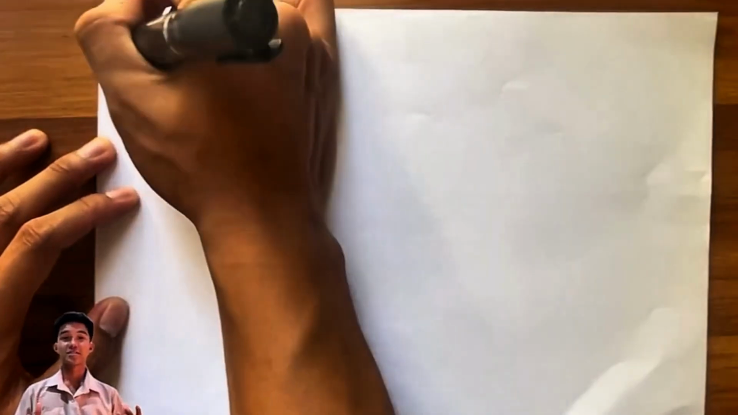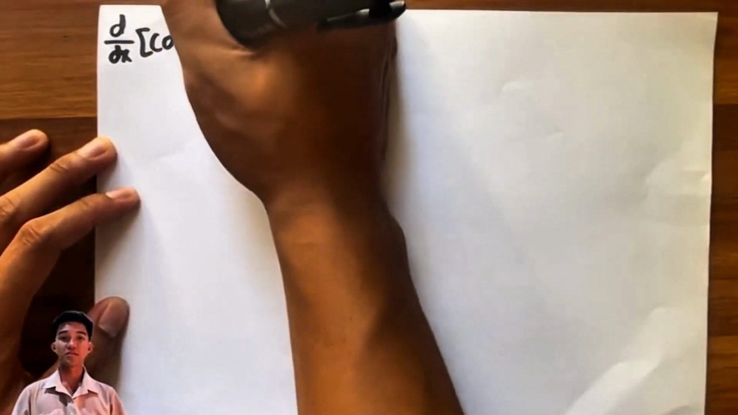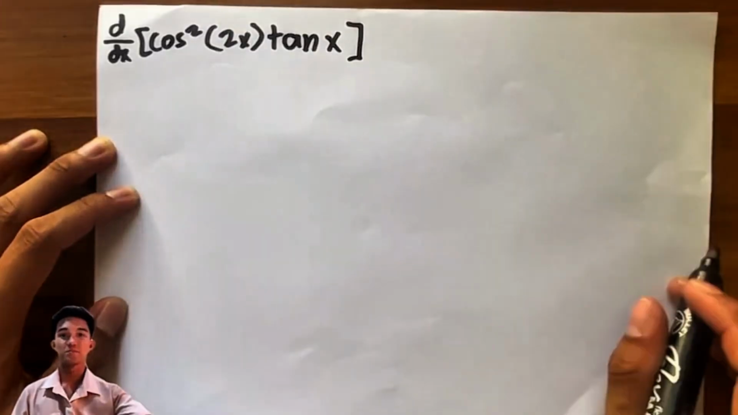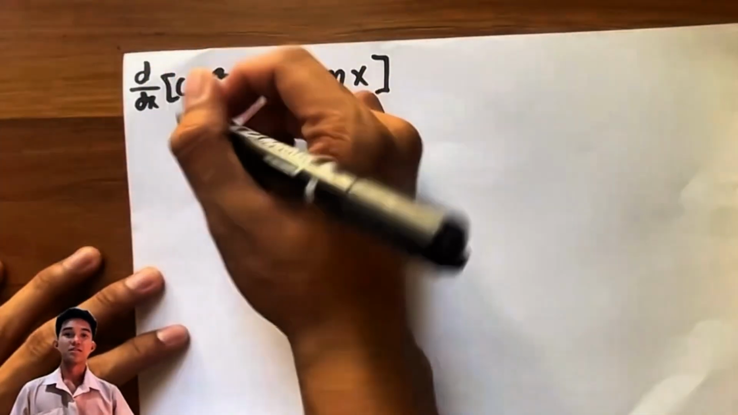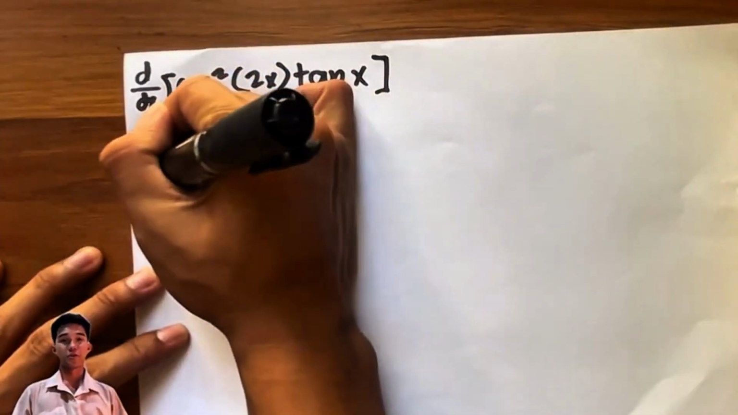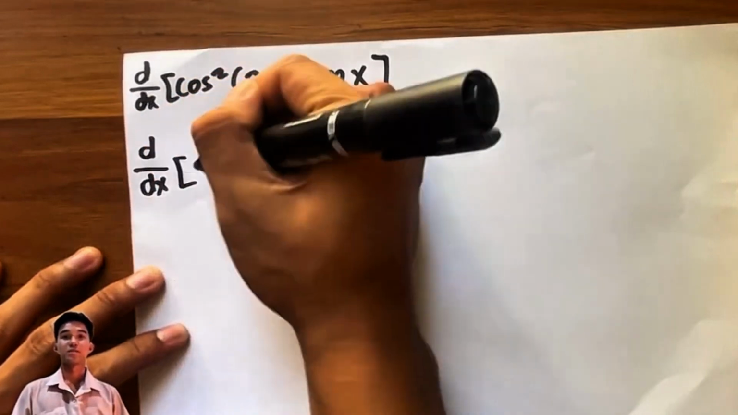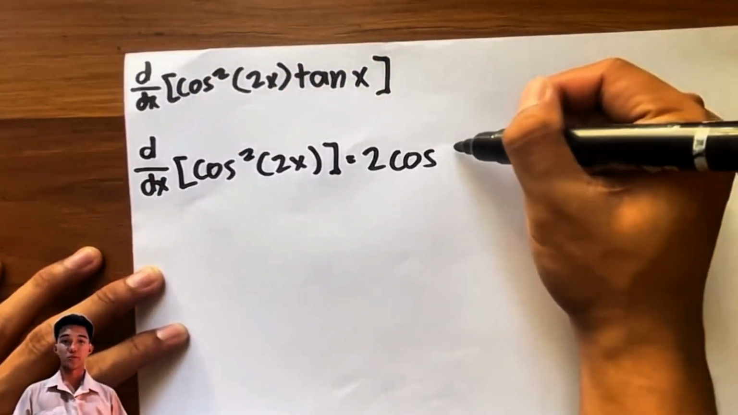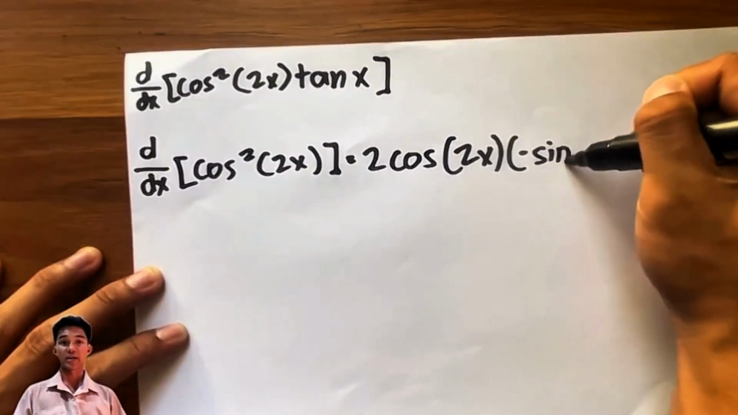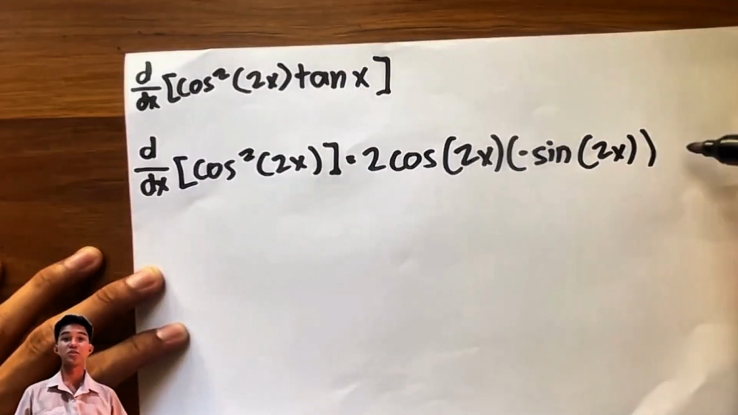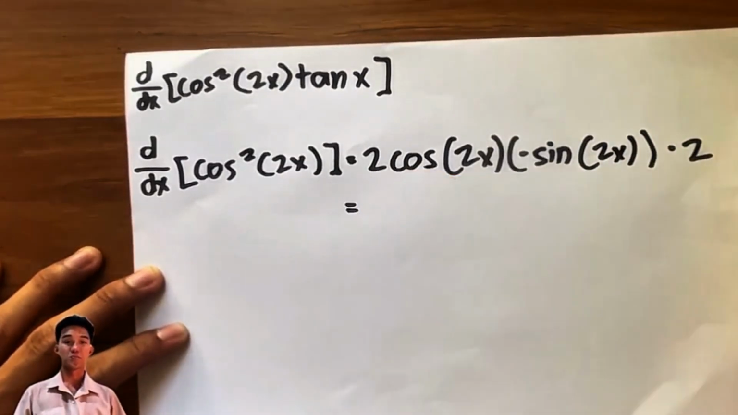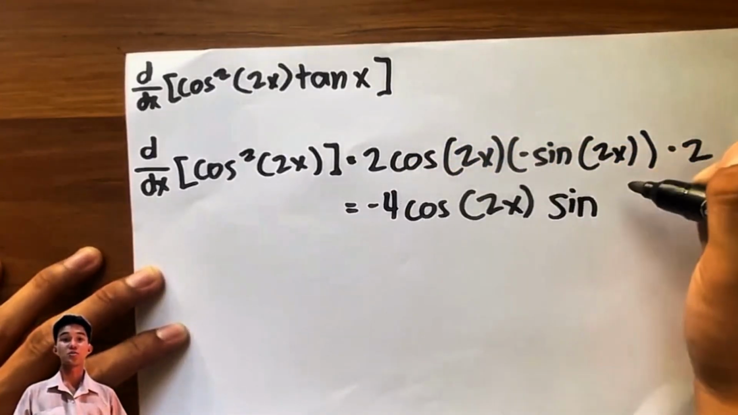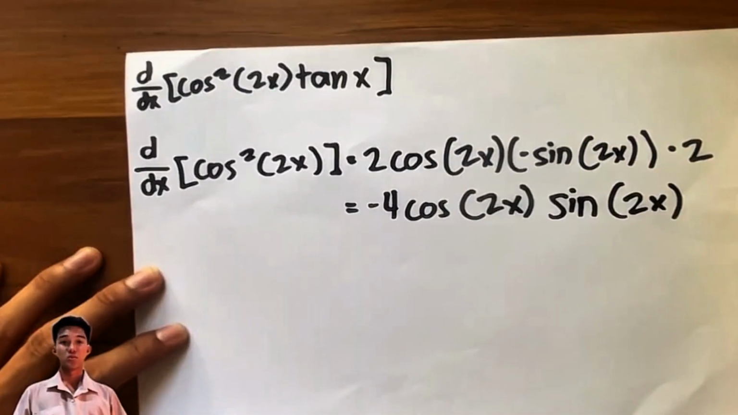Now for our next example, we have to find the derivative of cos squared 2x tan x. Step 1. We have to differentiate each part. The derivative of cos squared 2x is equal to 2 cos 2x times negative sine 2x times 2. So this becomes negative 4 cos 2x sine 2x.